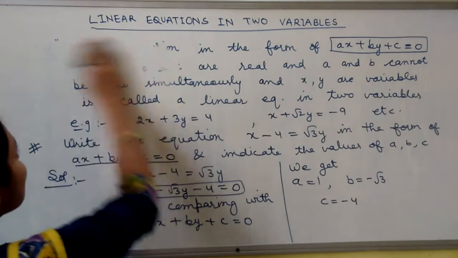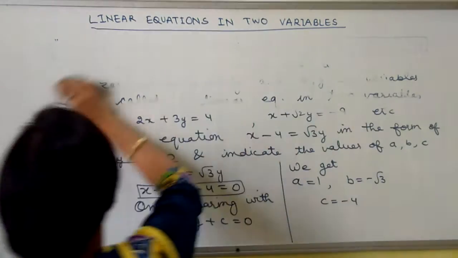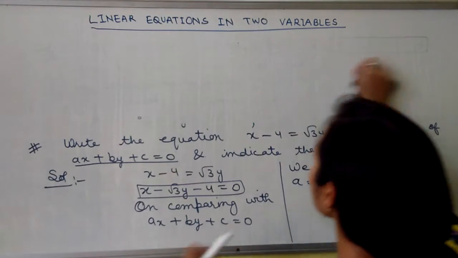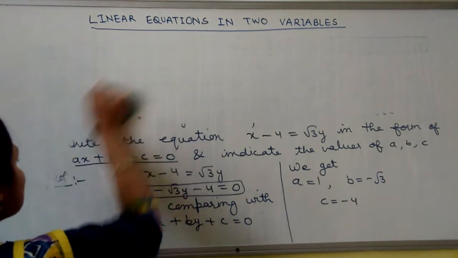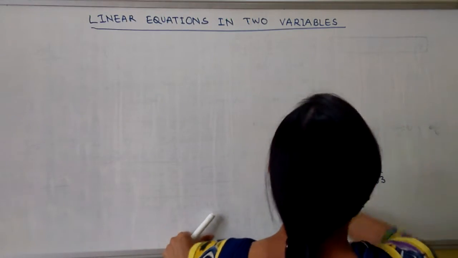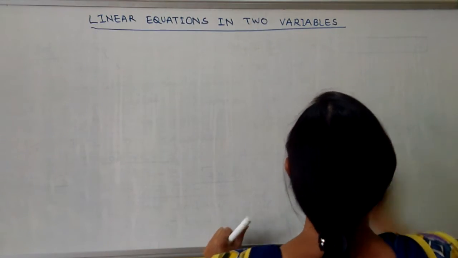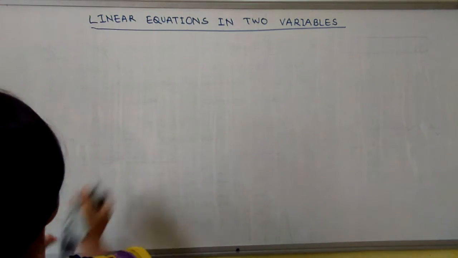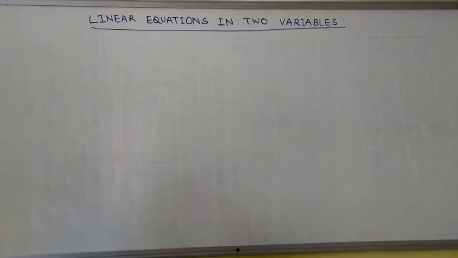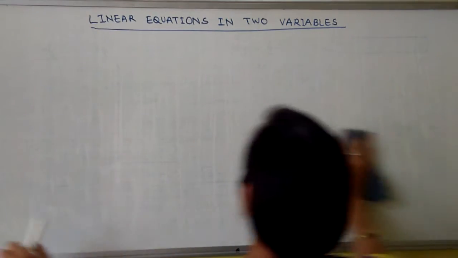Solutions of linear equations: how to solve the linear equation and how many solutions are there in a linear equation. There is only one solution in a linear equation having one variable. Okay, if there is one variable, there is only one solution, that is a unique solution. In a linear equation having two variables, there are infinitely many solutions. Okay, so how can we write it?